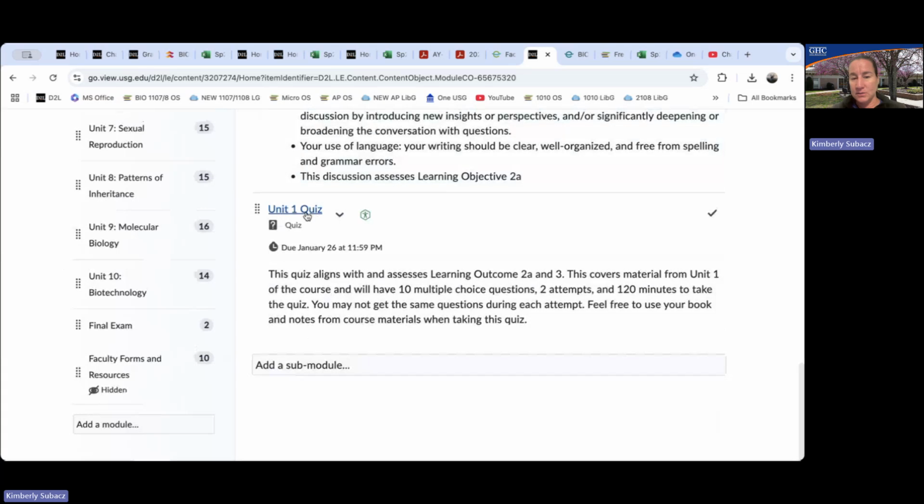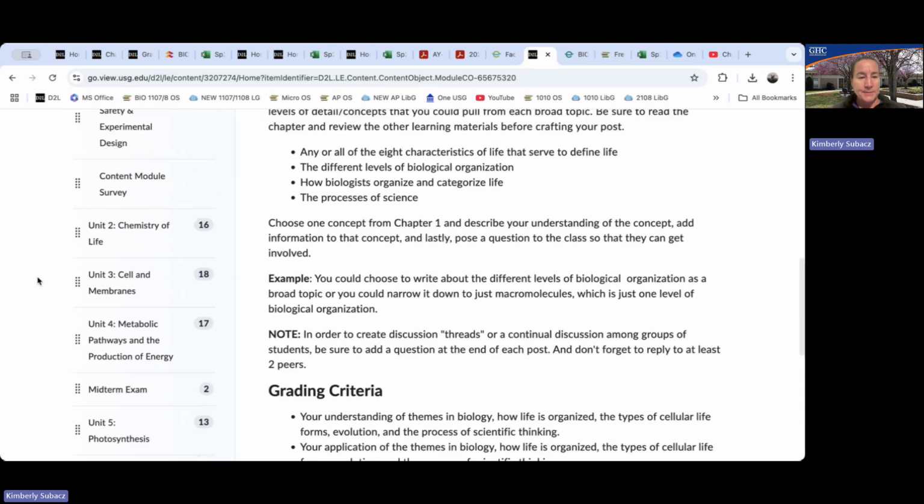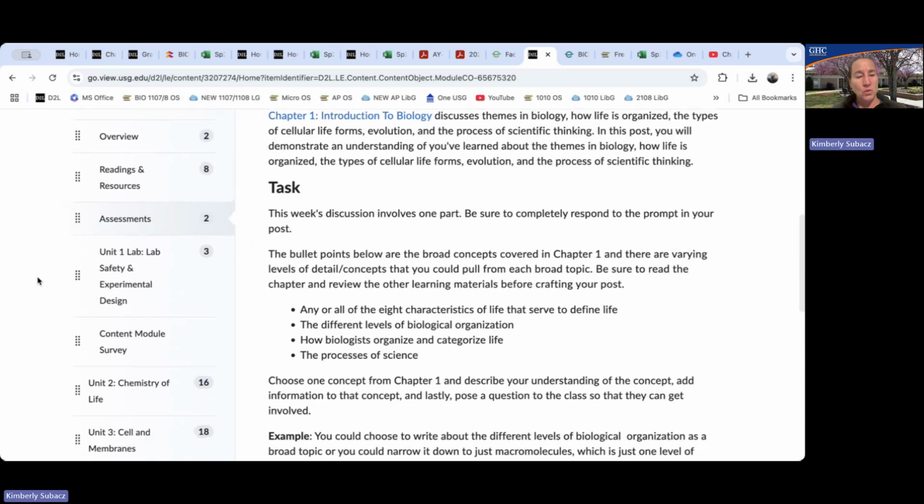Scrolling on down, here is our Unit 1 quiz. And as I was telling you, these come from the readings and resources. So read your textbook, go through the different websites, and then you can take your quiz. It's going to be 10 multiple choice questions for the chapter quiz at the end of each chapter that we've got. So that's chapter 1.